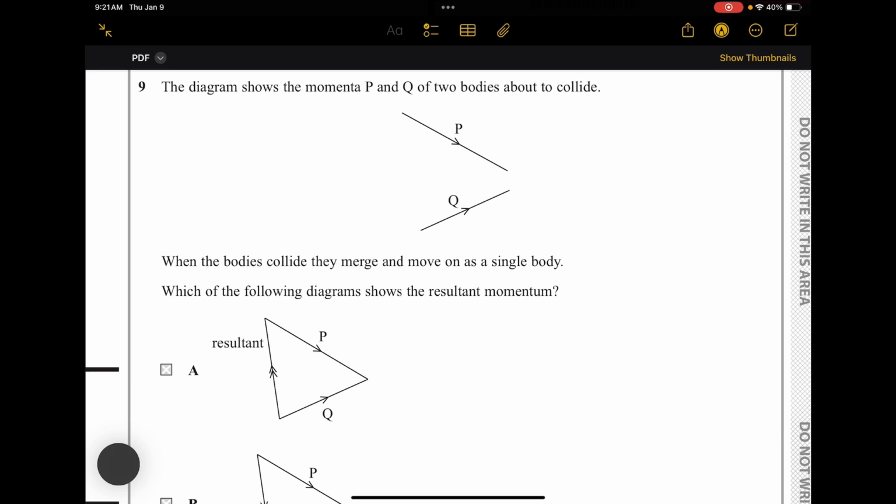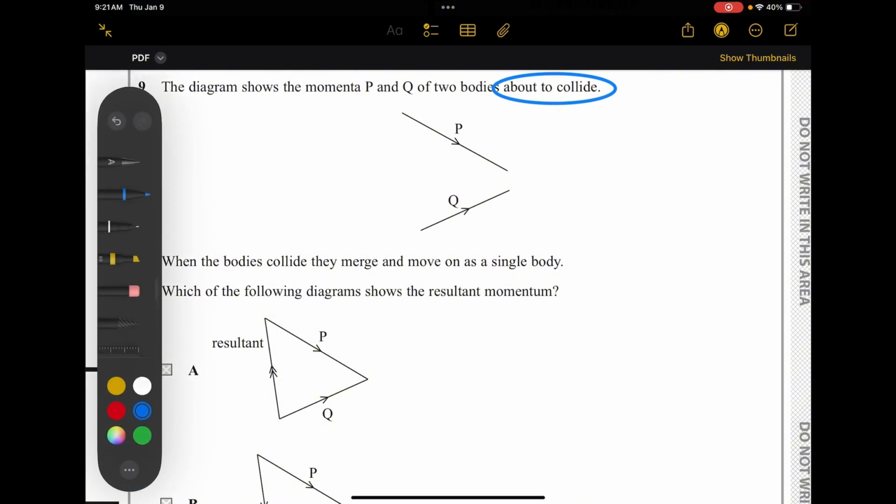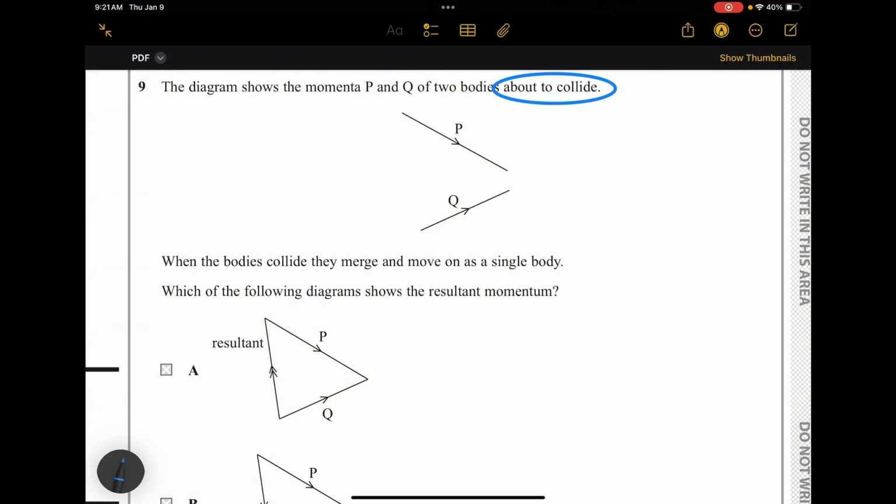They have written: the diagram shows the momentum P and Q of two bodies about to collide. Okay, so they are going to collide, and when the bodies collide they merge and move on as a single body. They have asked us to draw the resultant momentum.